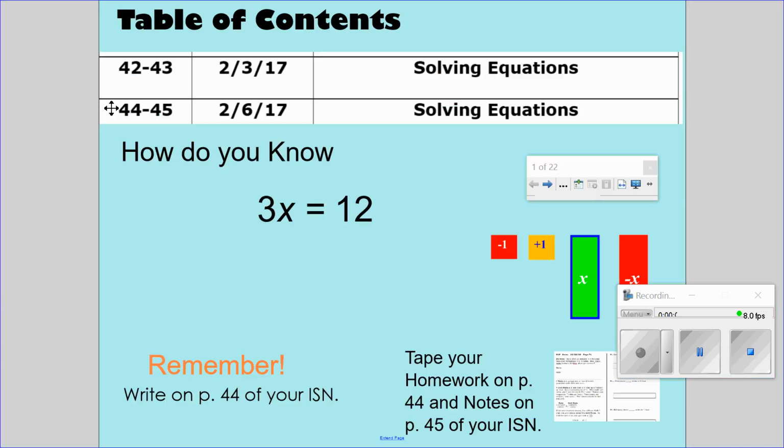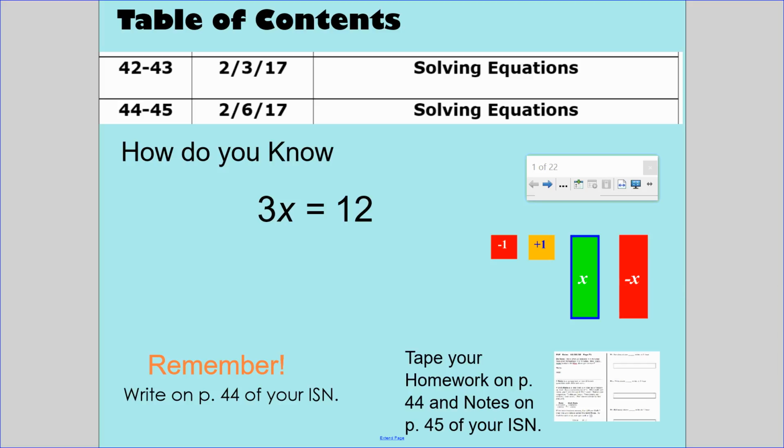Hello, this is mixed operations with solving one-step equations. So let's look at this. 3 times x is equal to 12.